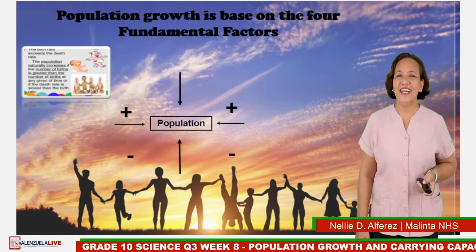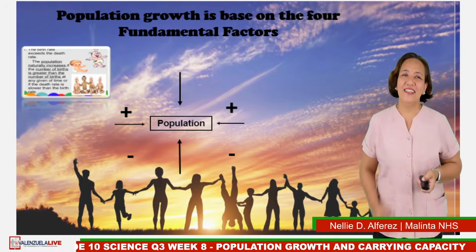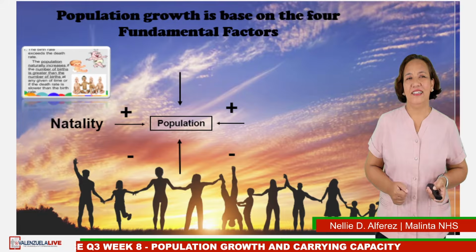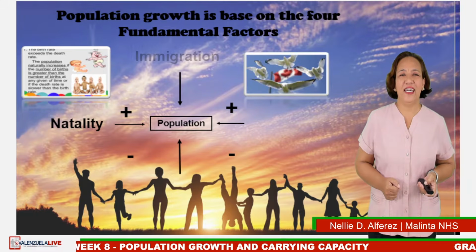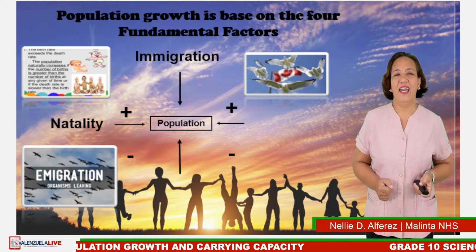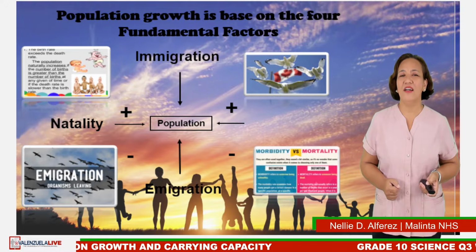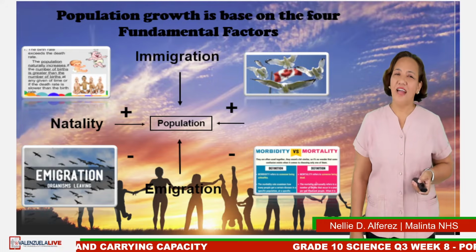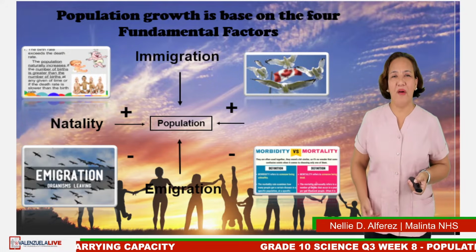First is natality. Second is immigration. Third is emigration. And fourth is mortality. Now, let us talk about them one by one.